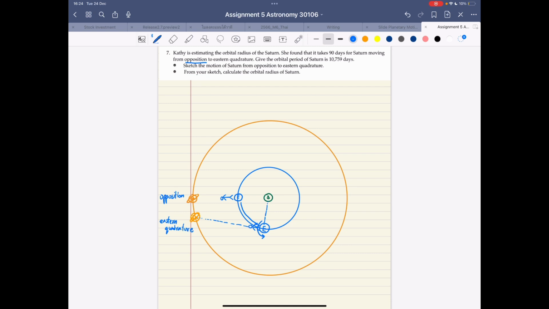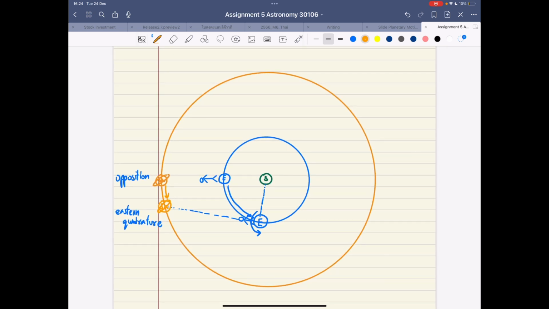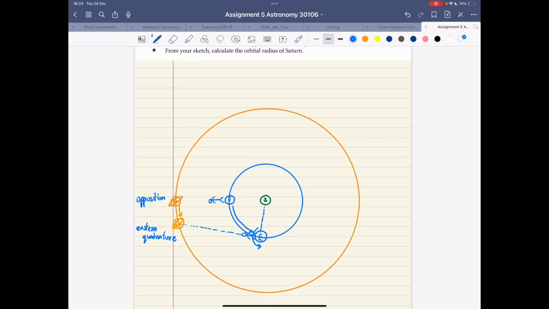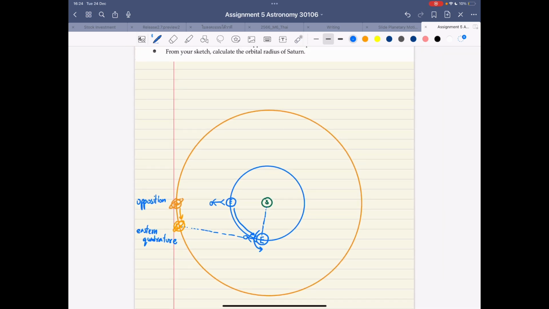And so we have already successfully done the first part of the question, which is to sketch the movement. The Saturn will move here. And let's add in some details from our sketch so we can calculate the orbital radius of Saturn. What we find out is that this angle here is 90 degrees. And we can draw a triangle from Saturn, Sun, and Earth together. And we're interested in this angle, which we call beta.